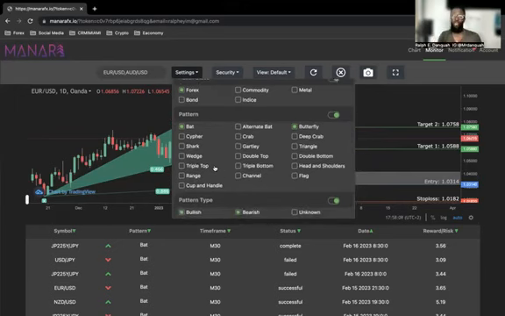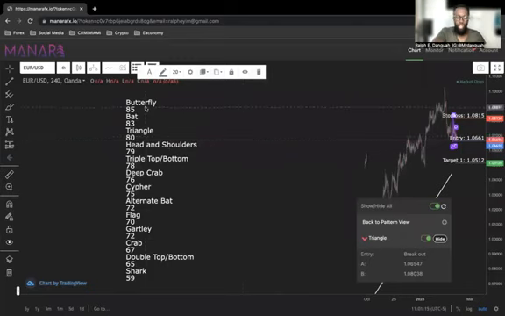Now, we do have patterns that are more successful than the others. Let me actually show you how they look. So here you can see the most successful patterns as of right now. The butterfly is 85% win rate. The bat pattern is 83% win rate.